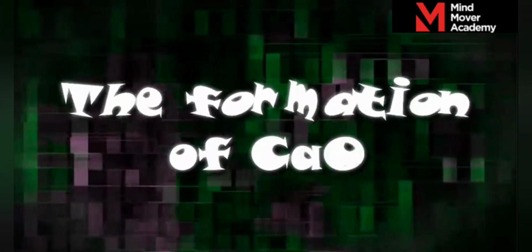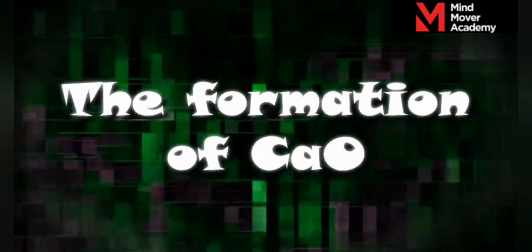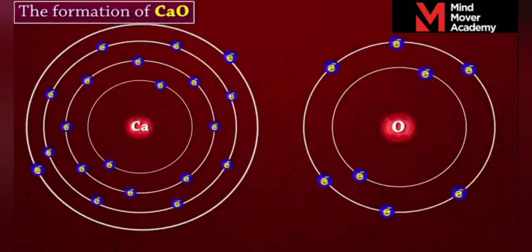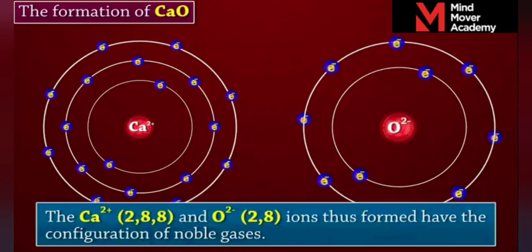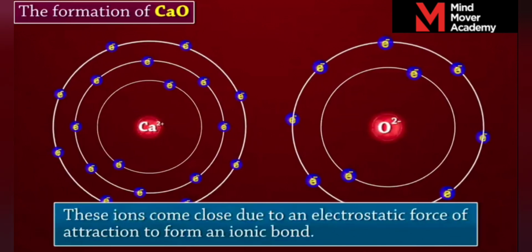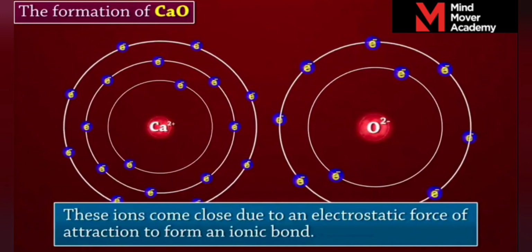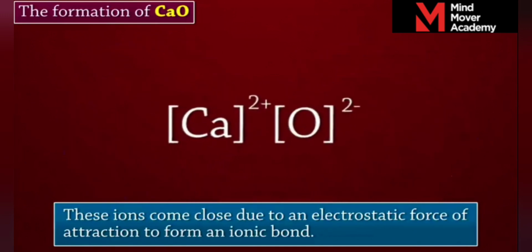The formation of CaO. A Ca atom, 2,8,8,2, loses both its outer electrons to an O atom, 2,6. The Ca2+, 2,8,8 and O2-, 2,8 ions thus formed have the configuration of noble gases. These ions come close due to an electrostatic force of attraction to form an ionic bond.